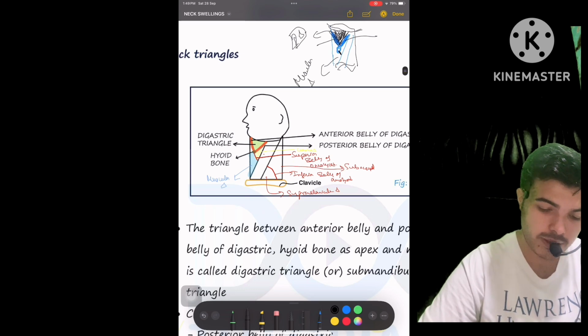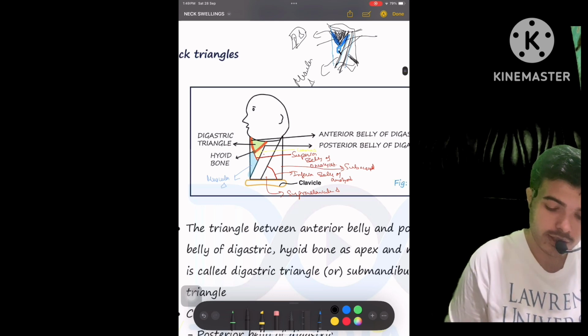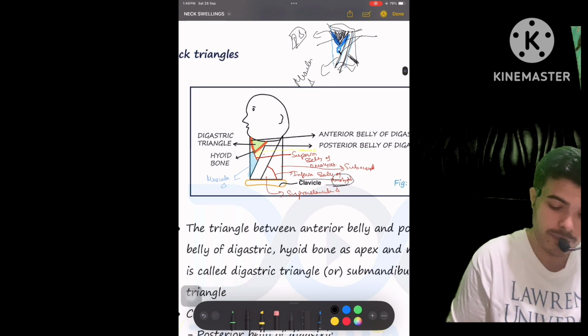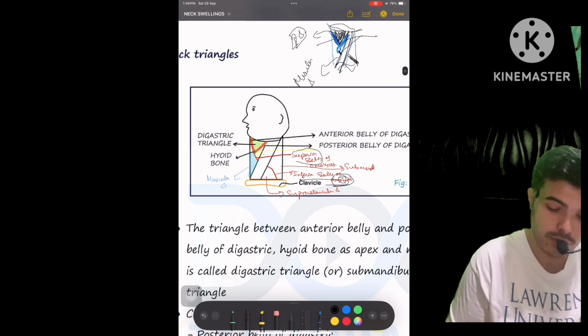You have the sternocleidomastoid muscle over here, right? And posterior to the sternocleidomastoid muscle, you have this one, your superior belly of omohyoid, and here this is your inferior belly of omohyoid. Okay, omohyoid. And this inferior belly, it divides this whole cavity into the suboccipital triangle and the supraclavicular triangle.